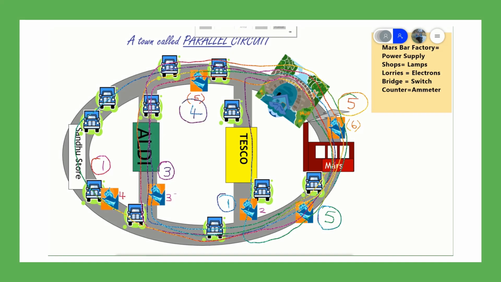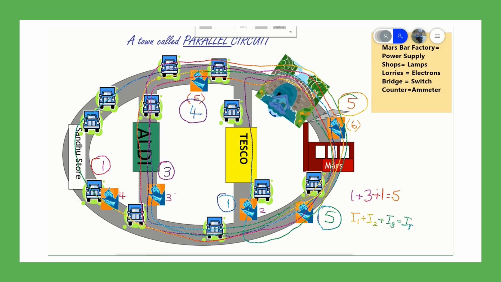Well, that doesn't seem to be a rule, does it? Well, let's have a look. We've got 3 branches. A lorry could go to Tesco, a lorry could go to Aldi, or a lorry can go to Sandu stores. So what would that be? Well, that's 1 for Tesco, 3 for Aldi, and 1 for Sandu stores, which would be 5. And how many went past the Mars bar factory? 5. So it's looking like the current in the branches adds up to the total current.